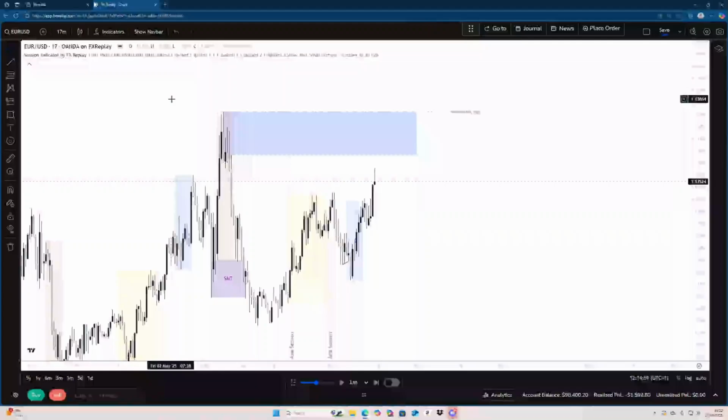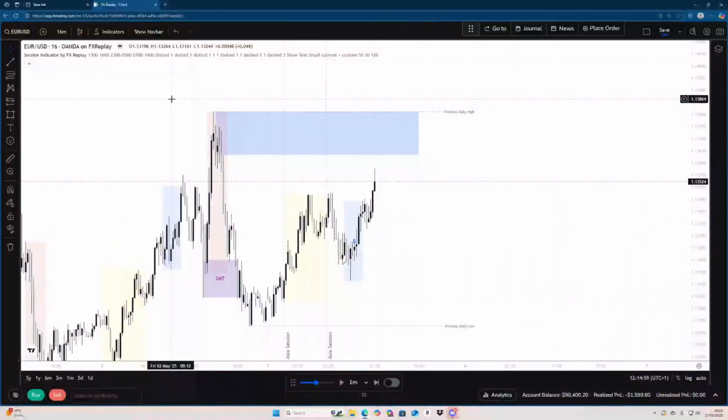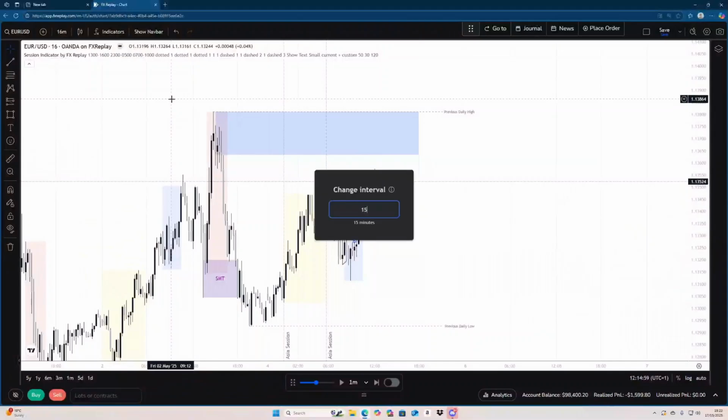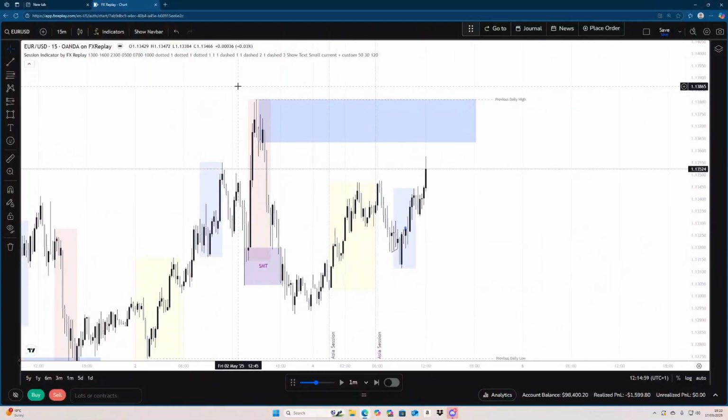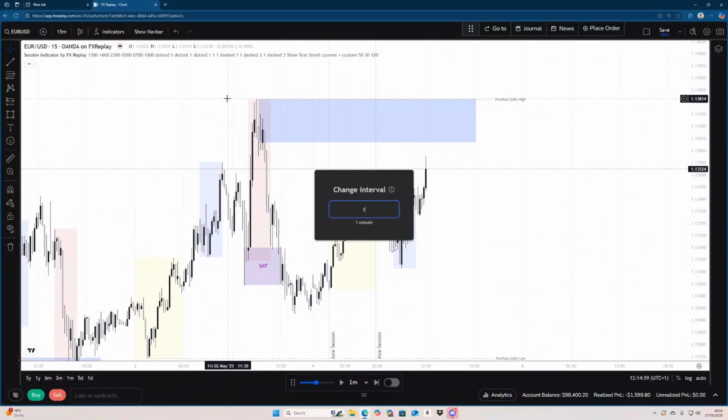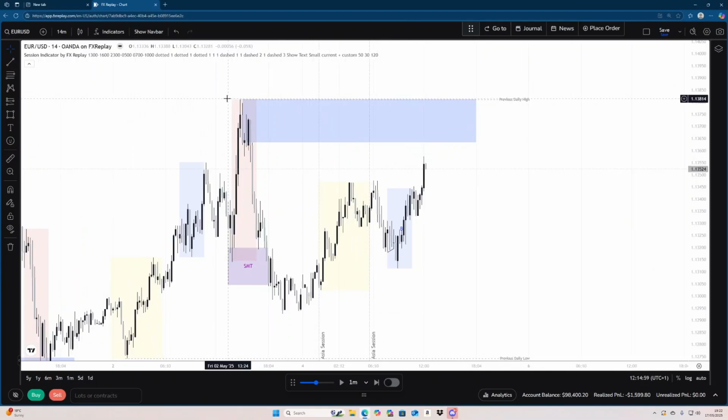No, big wicks, I don't like the big ones. Neither. Bro, I think we might have to go higher, like 45 minute. Let's just mark it as the 1 hour. I think it's a 1 hour supply.